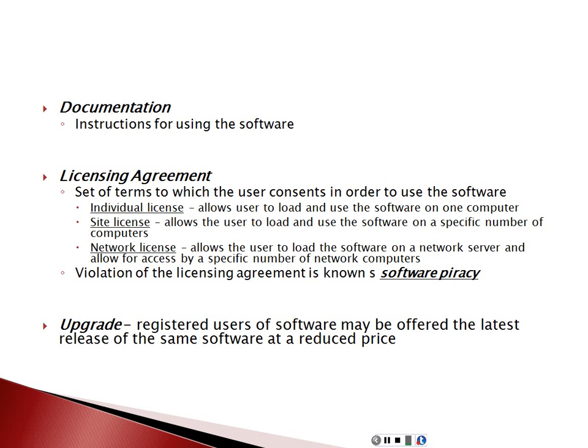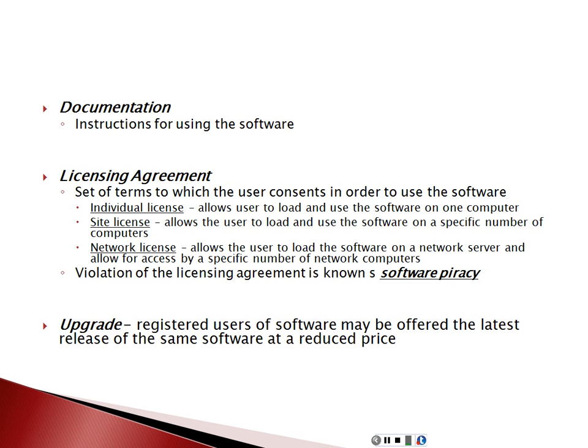There's a site license, and the site license allows the user to load and use the software on a specific number of computers. So, for example, if you're in one of our computer labs, we may have purchased a site license for a particular software, and it allows us to load that software individually on a certain number of computers. So, instead of purchasing multiple individual licenses, we would purchase a site license, and we would pay, for example, to load that separately on 25 computers in the lab.